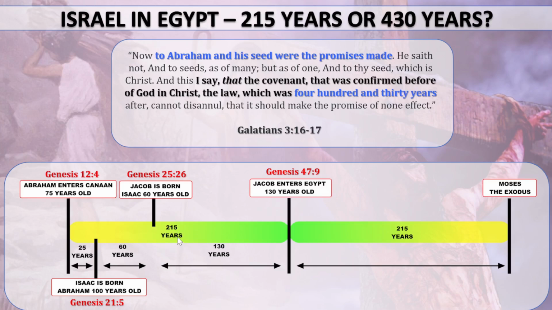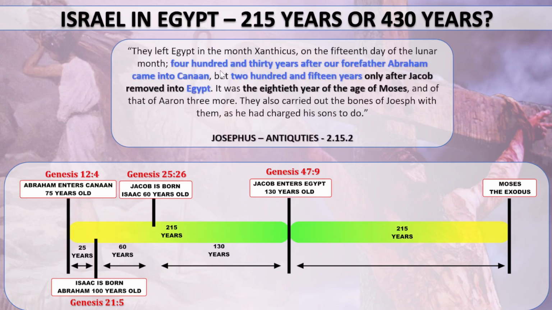Perfectly. 215 years in Canaan. And now, when we read Josephus, he's going to agree: 430 years after our father Abraham came into Canaan, but 215 years only after Jacob removed into Egypt. It was the 80th year of the age of Moses. So when did the Exodus, when did the law come, and when did the Exodus happen?